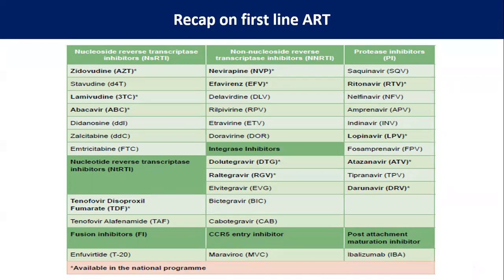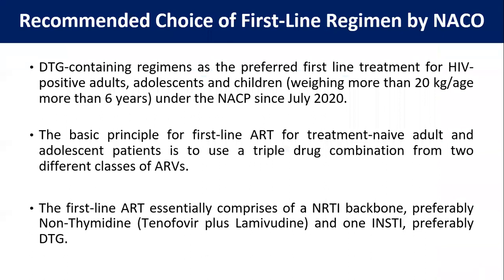So let us revise what is recommended under the national guideline. The preferred drug is the dolutegravir-based regimen for any PLHA weighing more than 20 kg and more than 6 years under the NACP since July 2020. Now, why DTG? We all know there are many studies, and the most important things are safety and efficacy. Efficacy-wise, DTG is the molecule which suppresses viral load fastest, and it can suppress the viral load within 1 month, whereas the efavirenz-based regimen and other regimens can suppress the viral load only up to 3 months' time.